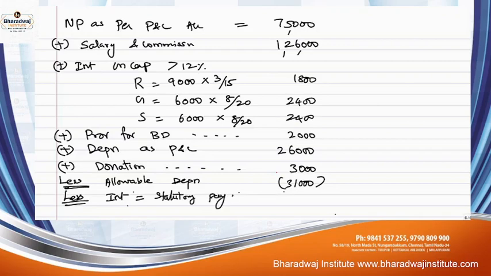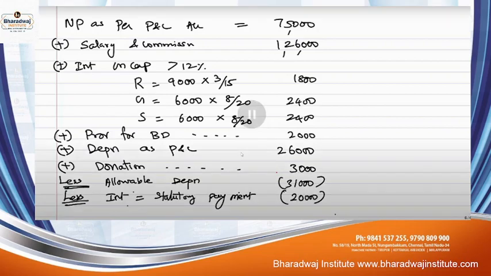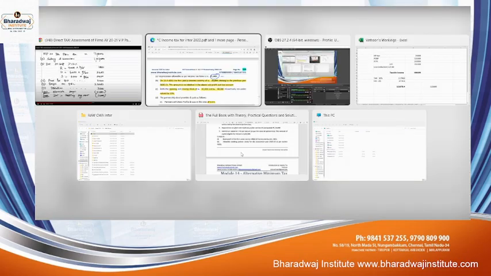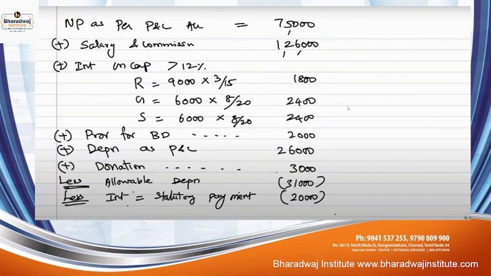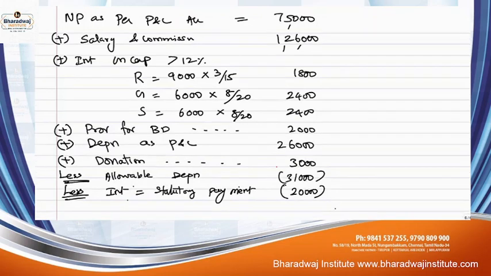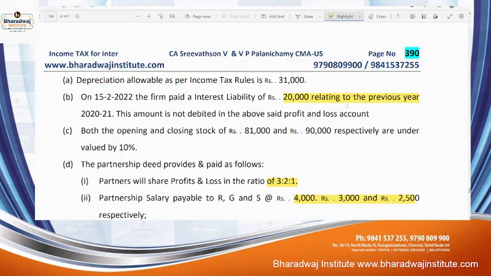Less interest allowed on payment basis. Interest allowable for what? On which basis? Payment basis. That is given in the second adjustment or first adjustment. This interest, interest liability, how much? How much is paid? 20,000. Pertaining to which year? Last year it is paid. In the current year, that is allowed on what basis? Payment basis. Statutory payment, section 43B. I hope some rectification of error also should be done.